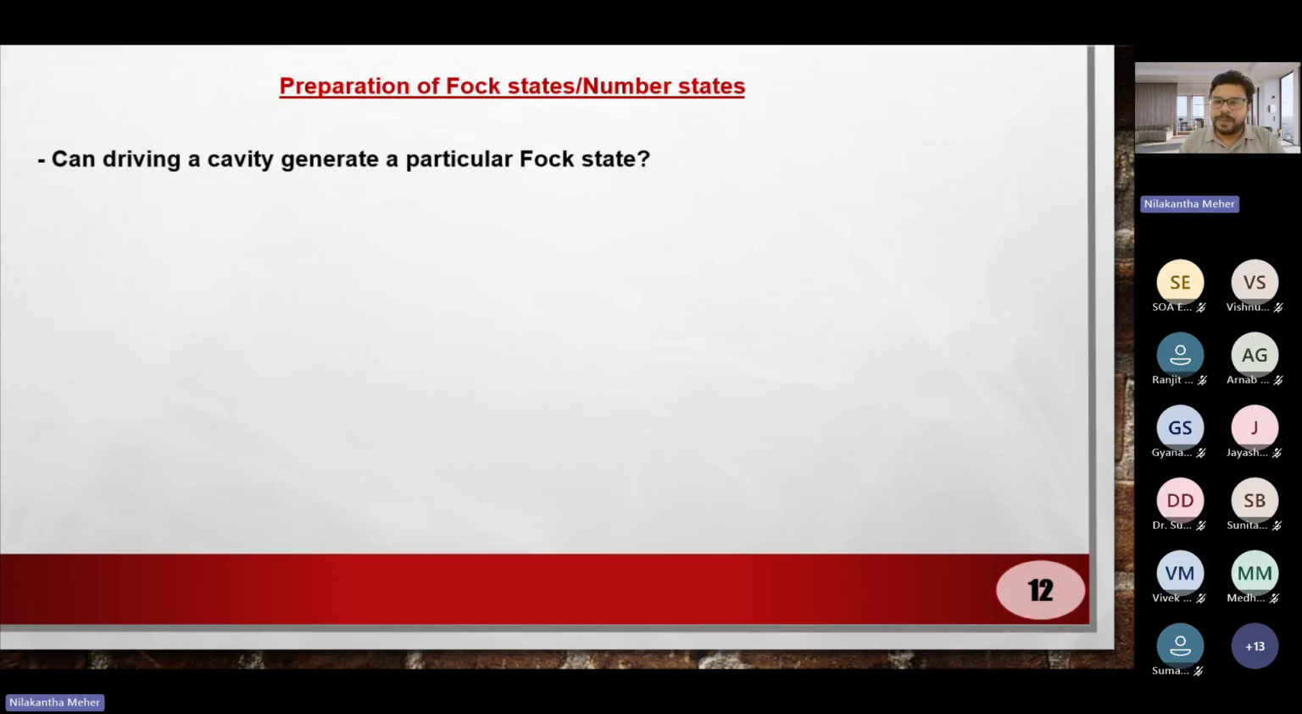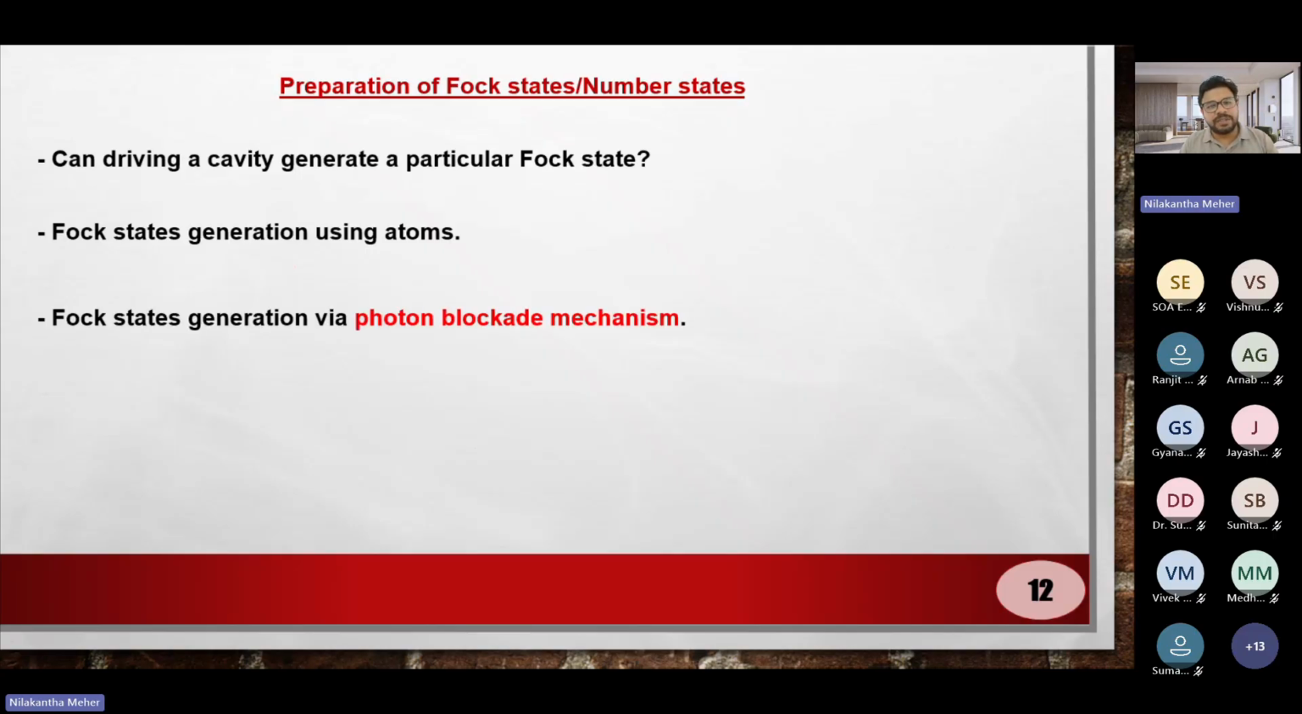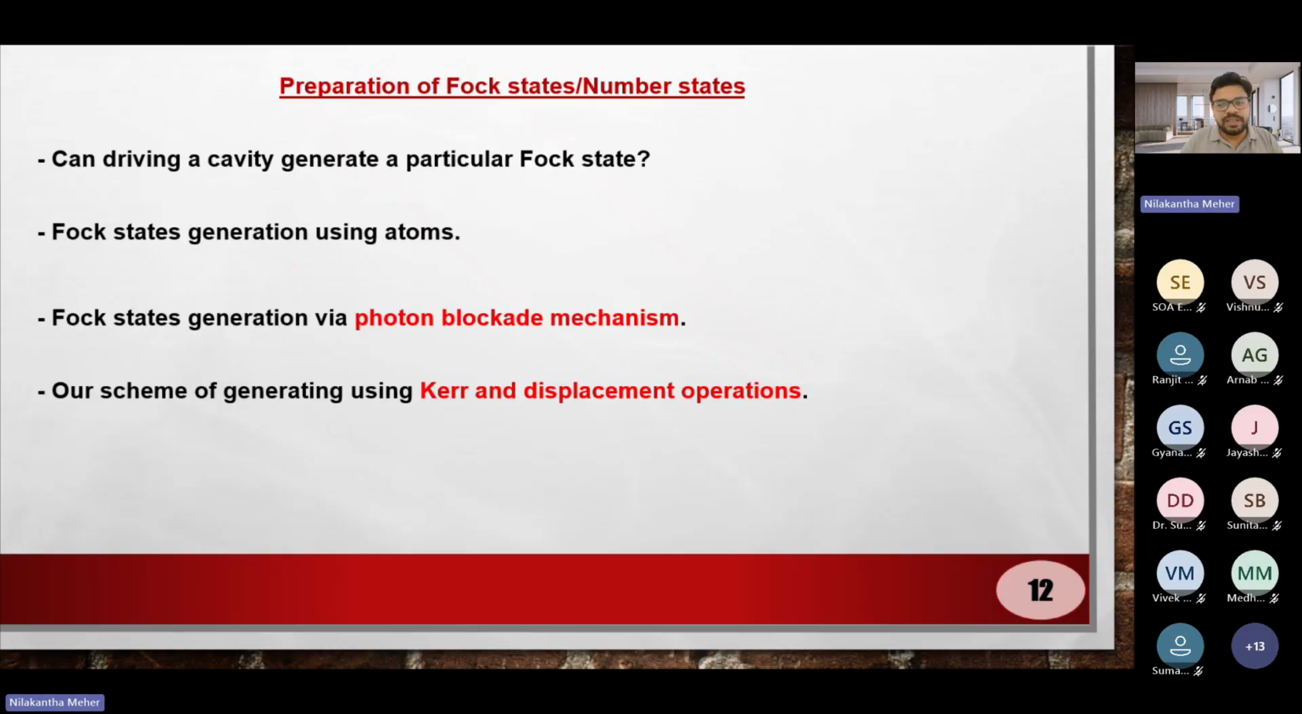Now I will discuss the preparation, how we will prepare these Fock states or number states by various methods. First, let us see, can we drive a cavity by a laser and generate a Fock state. Second, I will discuss, can we generate Fock states using atoms, and there is something called the photon blockade mechanism. Can we generate Fock states using that photon blockade mechanism? And finally, I will discuss our scheme, that is, how to generate Fock states using Kerr and displacement operations.